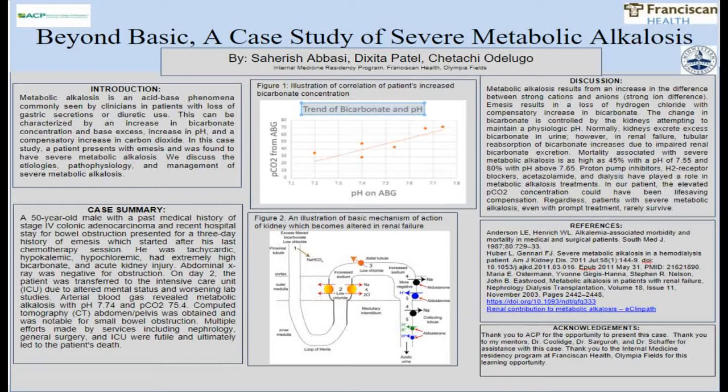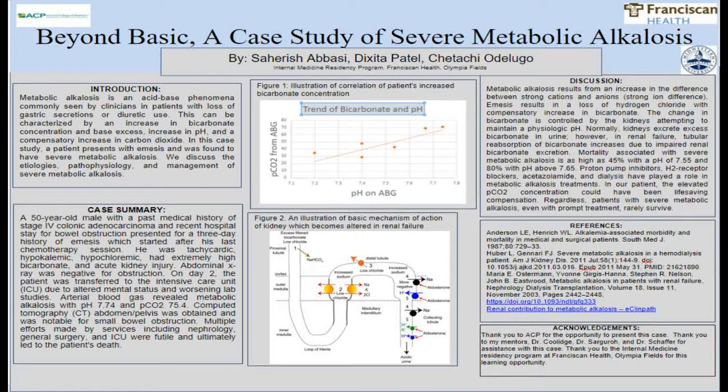pH levels are physiologically regulated by the pulmonary system through respiration, whereas the bicarbonate levels are regulated through the renal system with reabsorption rate. Therefore, metabolic alkalosis is an increase in the difference between strong cations and anions, also known as the strong ion difference. There is a multitude of disease states that induce metabolic alkalosis.